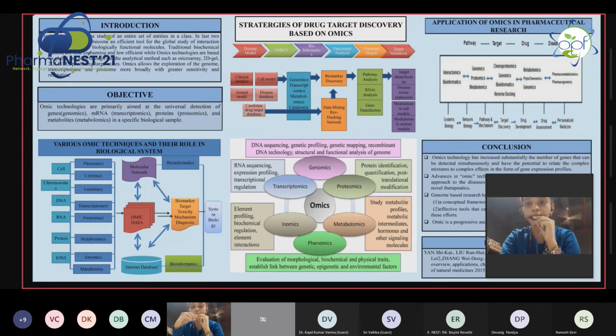The third thing that I want to explain is the strategies of the drug target discovery based on the omics. There are 6 targets. The first one is the disease model. To study the disease model, we need a few clinical samples. We need the cell model, the animal model, and the disease database. Then overall, when you get on to the omics, there is genomics, transcriptomics, metabolomics. We have to study the lipidomic profiles as well. Then the third one is the bioinformatics.